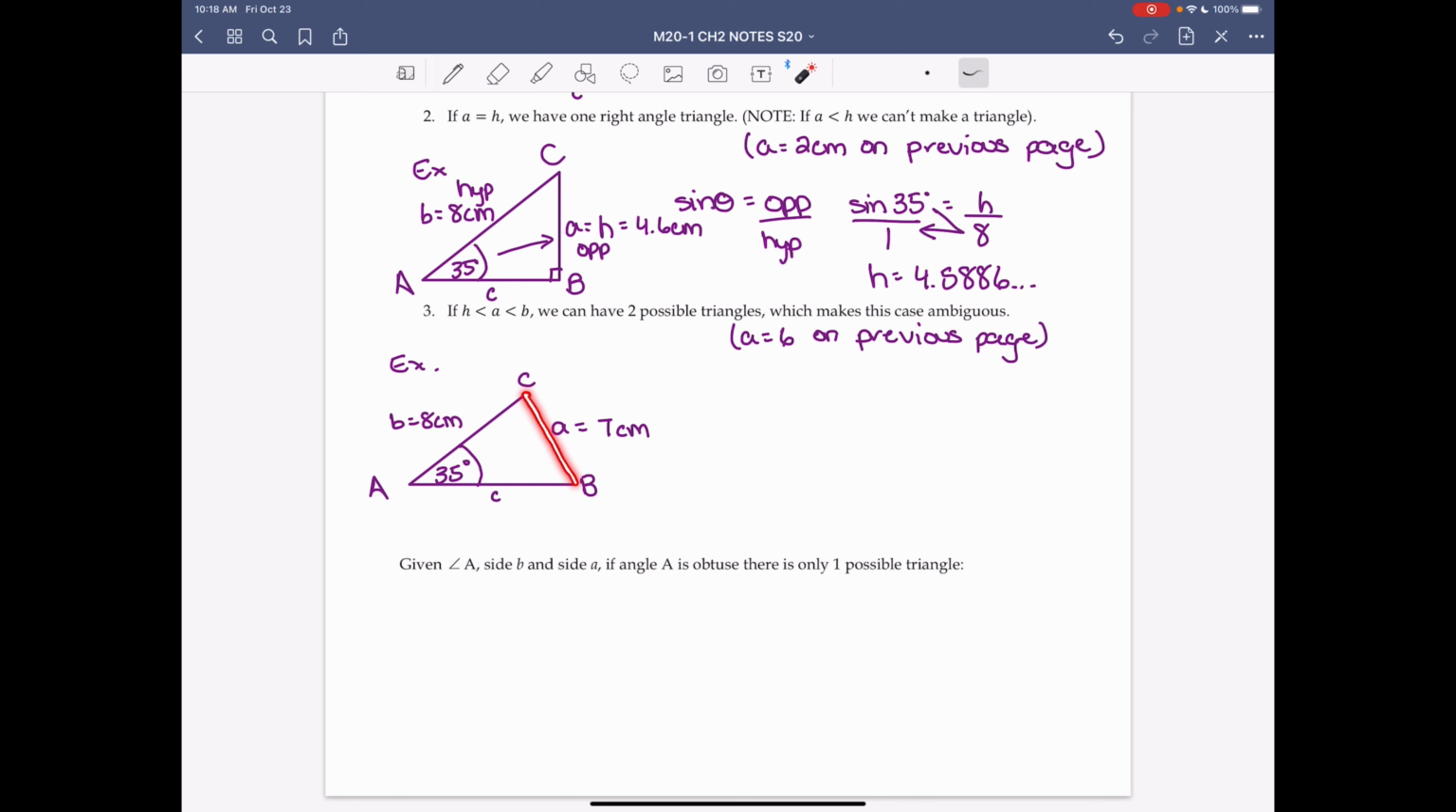But we saw in our example on the previous page when A was equal to 6 that we could also swing side A to the left side and we could have it match up. So that's where we get two different triangles. I'm just going to draw a little dotted line in here. And you should notice that these two sides are equal. Obviously, they're both A. So that would mean that it's an isosceles triangle, which also means that these two here are equal.